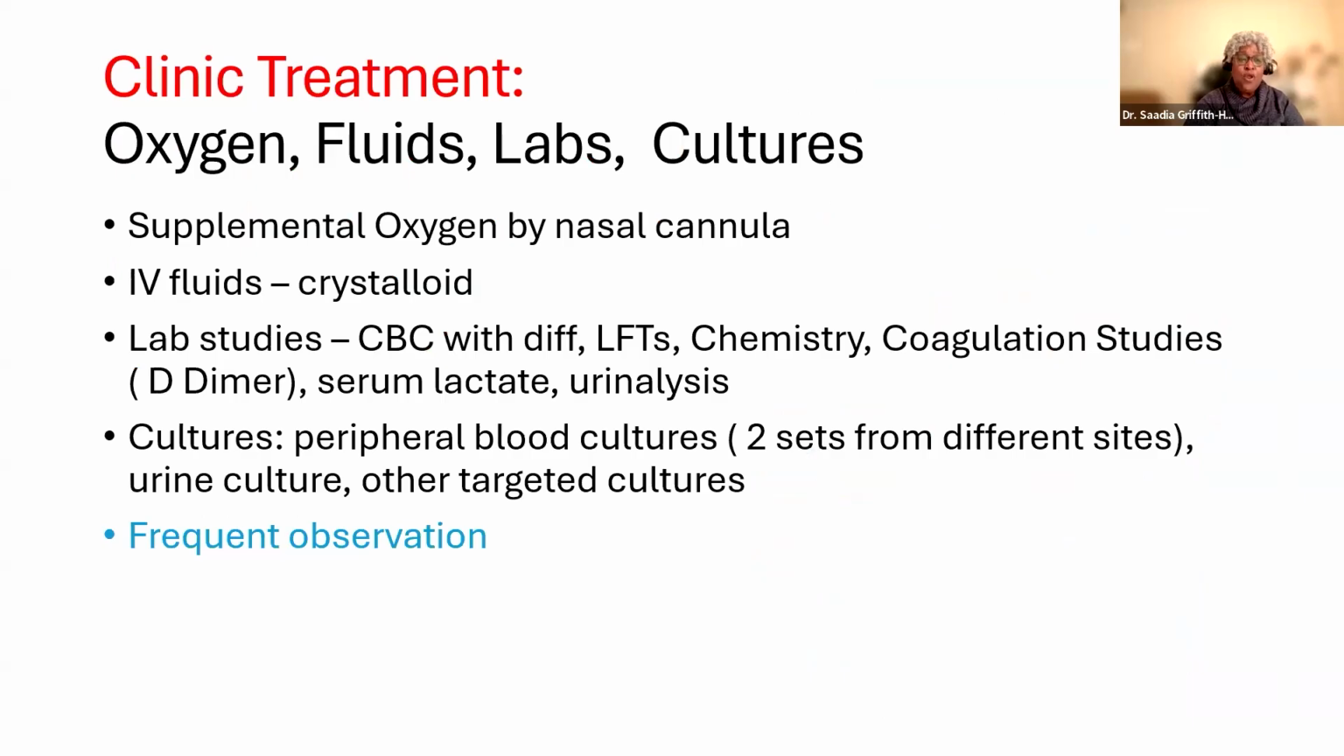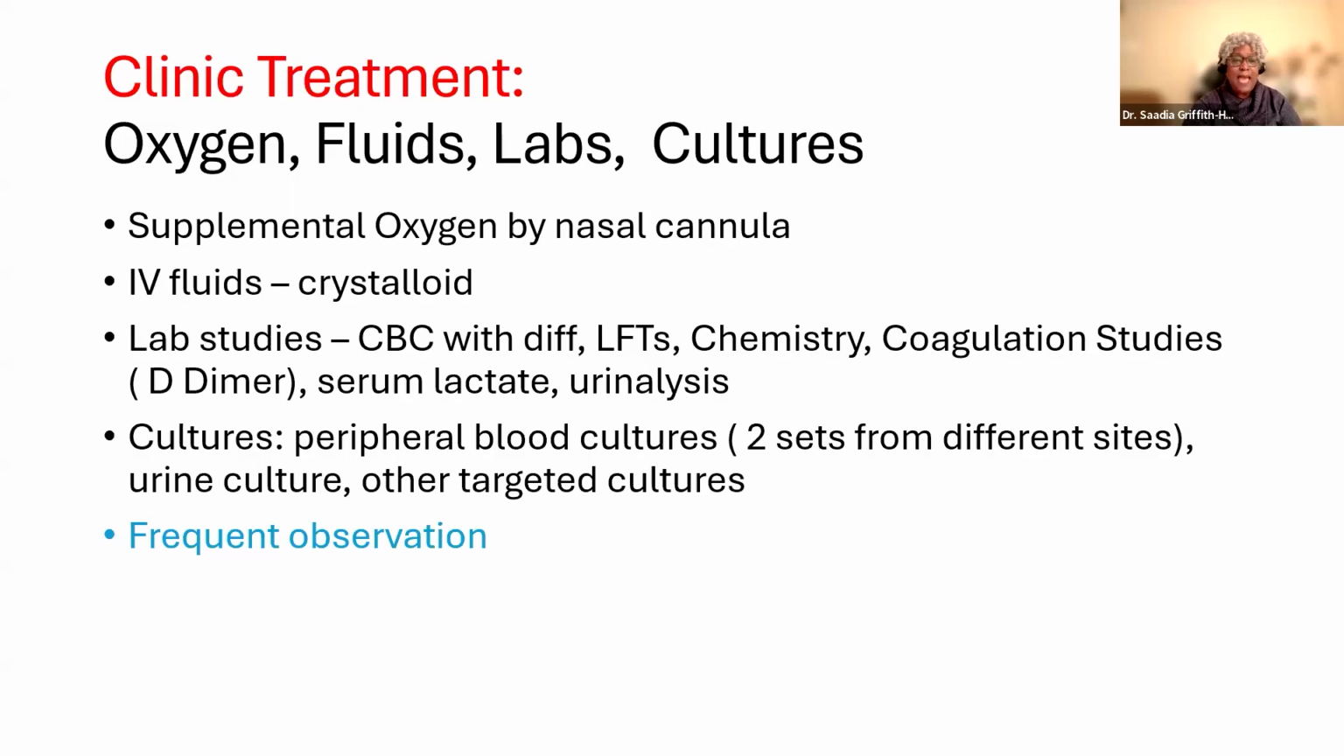So where I was before, and depending again, your clinic treatment could include things such as immediately giving supplemental oxygen, if you have the ability to place an IV, giving IV fluids, of course, and getting a line in. Lab studies that we would get for baseline labs, even if they don't come back right away, these are helpful. And especially cultures, of course, if you can get peripheral blood cultures from 2 different sites, urine cultures, other targeted cultures. And again, I've highlighted frequent observation.